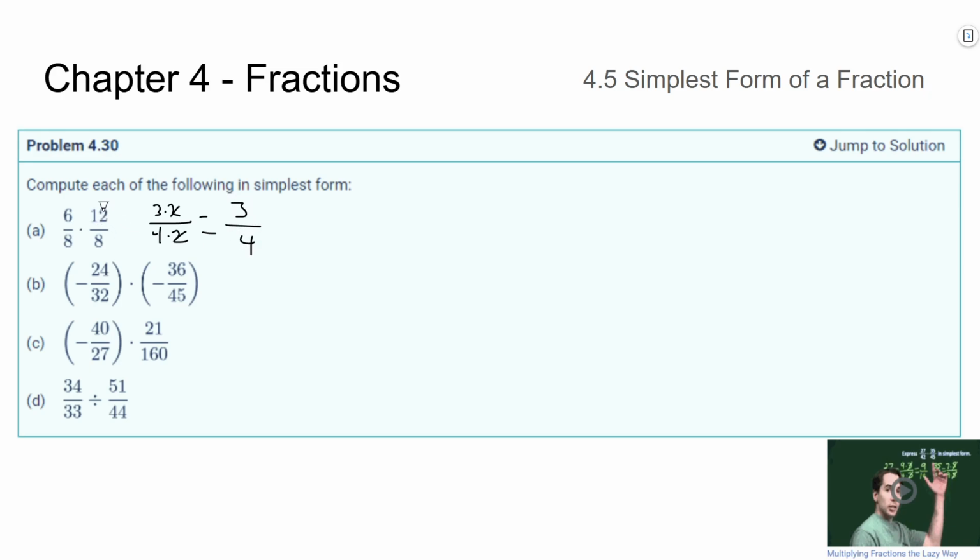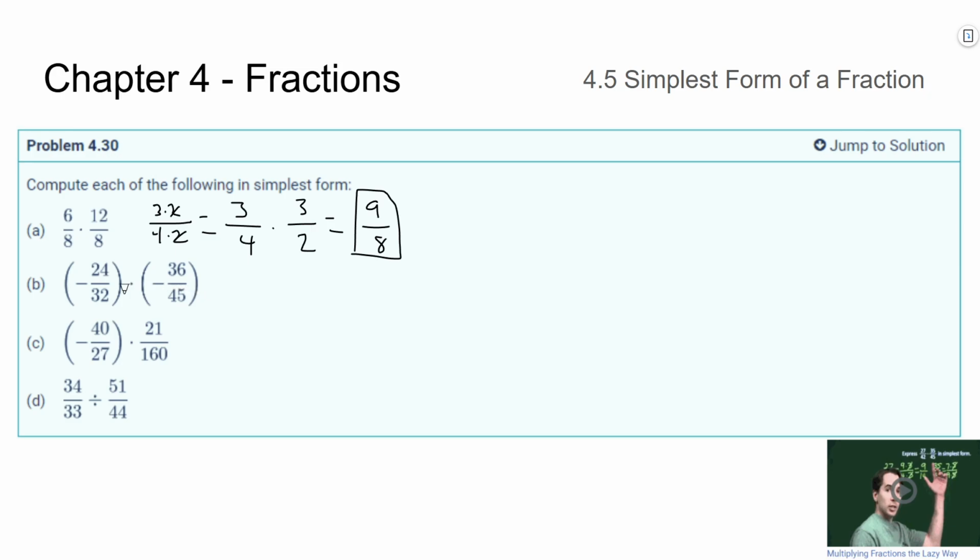How about 12 over 8? So we cut those in half. It's going to be 6 over 4. We can cut that in half again. So we had 6 over 4, cut that in half again. It's going to be 3 over 2 times 3 over 2. Okay, so now we can multiply across. Now we have 9 over 8. And it looks like that's already in simplest form, so that's good.